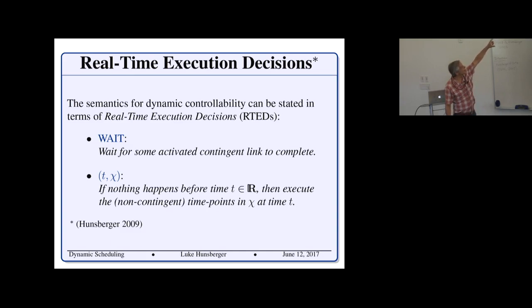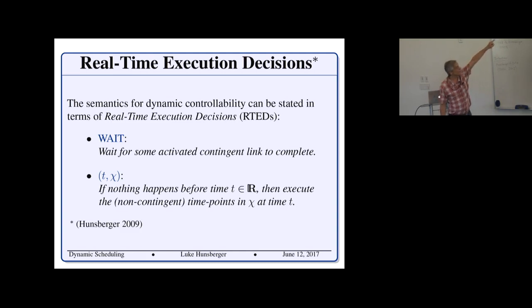But by fixing that error, I was able to provide an alternative characterization of what I call real-time execution decisions. So the semantics for dynamic controllability can be expressed by these real-time execution decisions. The idea here is that these RTEDs, these decisions, tell you what the agent faces in real time, what kinds of decisions the agent has to make. I mean, think, you're responsible for when you execute these time points. You're the one coming up with a strategy. What are your options? Well, there's only two options.